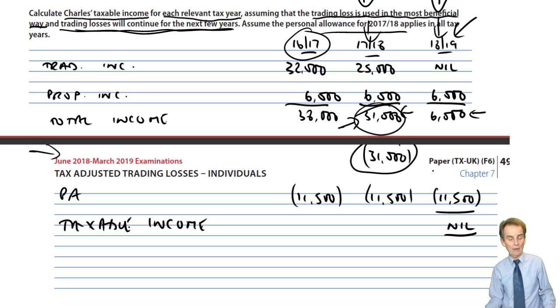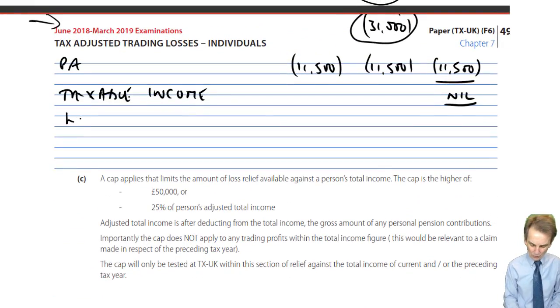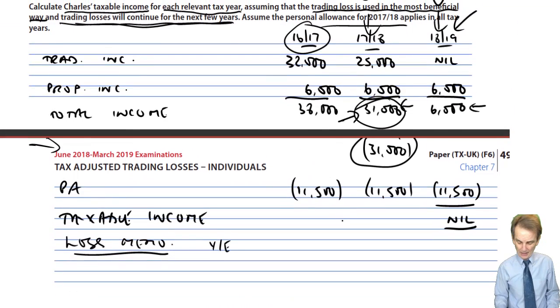The remaining loss will be carried forward to set off against future trading profits of that same trade, when they eventually arise. What you may also find useful in terms of a written problem here is to keep a little working going called a loss memorandum. Your loss memorandum, you'd start with what was the loss that you were dealing with.